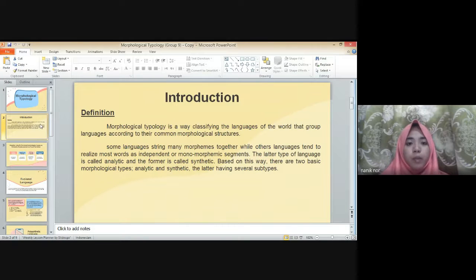Some languages string many morphemes together, while other languages tend to realize most words as independent or monomorphemic segments. The latter type of language is called analytic, and the former is called synthetic. Based on this, there are two big basic morphological types. Those are analytic and synthetic. Then the latter has several subtypes.